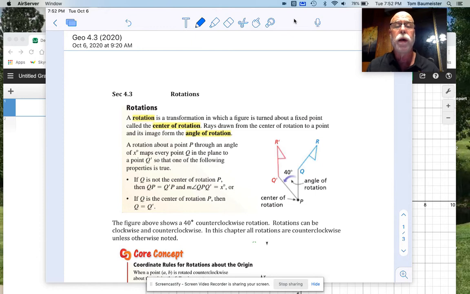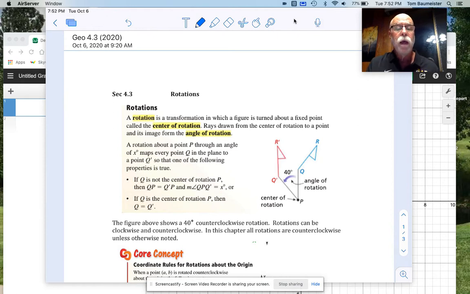A rotation about a point P through an angle of x degrees maps every point Q in the plane to a point Q prime so that one of the following properties is true. If Q is not the center of rotation P, then QP is equal to Q'P, and the measure of angle QPQ' is equal to x degrees. Or if Q is the center of the rotation, then Q is equal to Q prime.